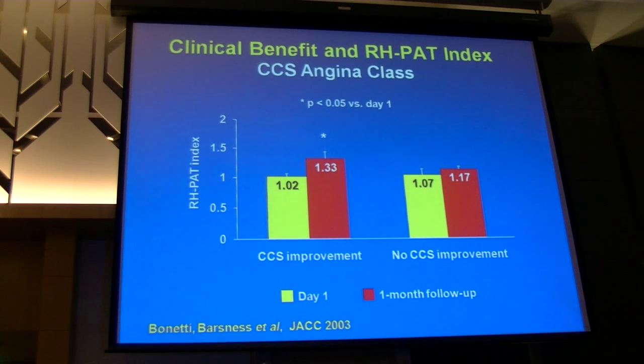And this was associated with improvement in their CCS class. So in patients who had CCS class improvement with therapy, and that was most patients, their response in our studies is about 90%. So 90% of the patients have response, and in those patients, their coronary endothelial function measurement improved with the course of therapy, compared to a small number of patients who did not experience a benefit; they did not have a change in their endothelial function.